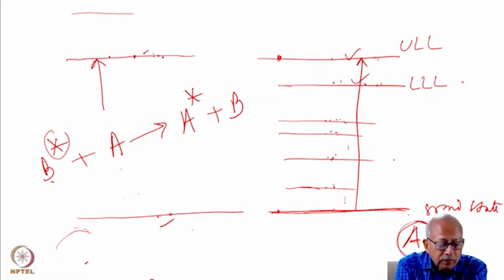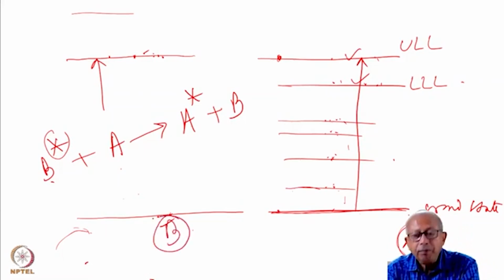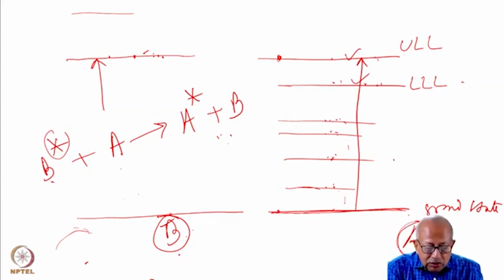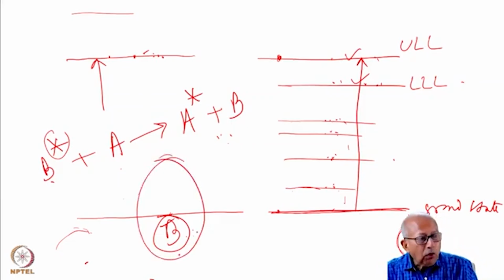And if you make B's number appropriately large compared to A, then most of the collisions the electrons will have will be with B rather than A, because B is now more than A. So such an atom, this atom here, plays the role of a surrogate.